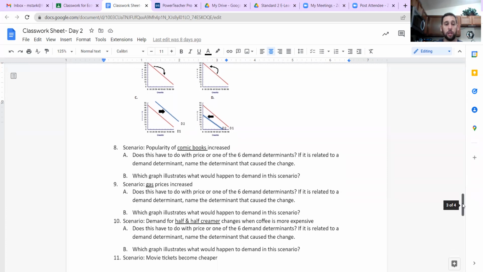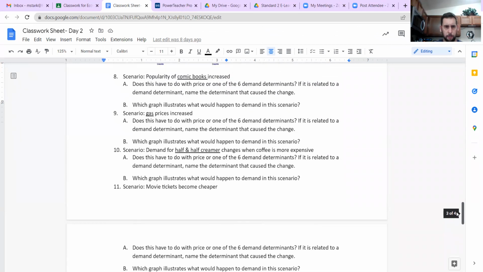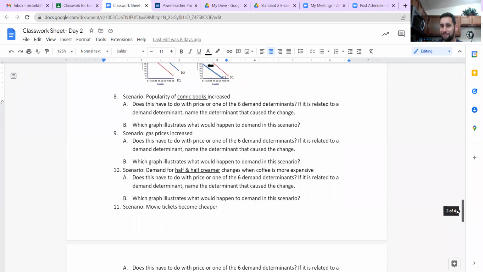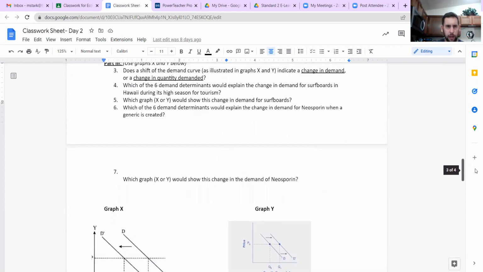Let's go to number 12. Actually, there is no number 12 there. That's it. Let's go ahead and go up to this example here for number 4.